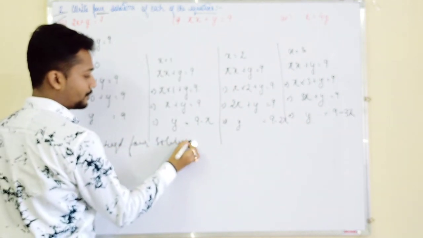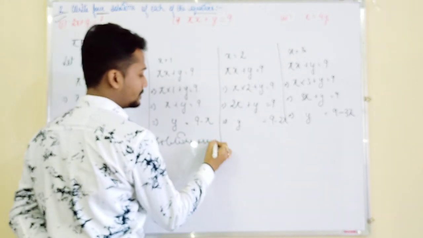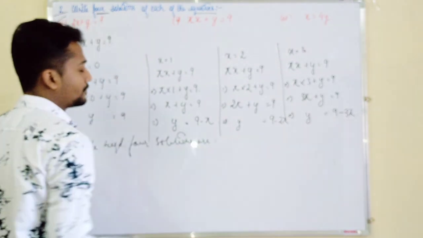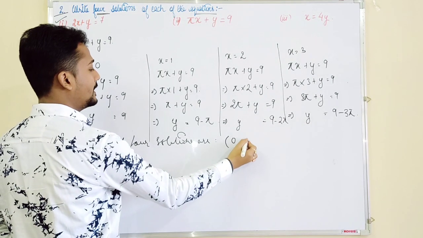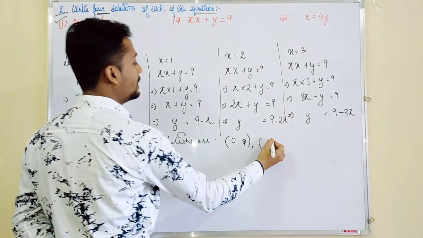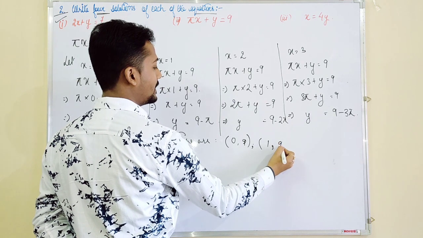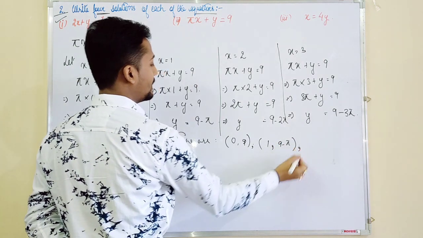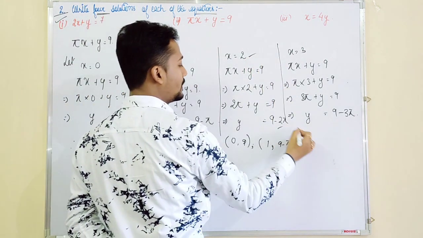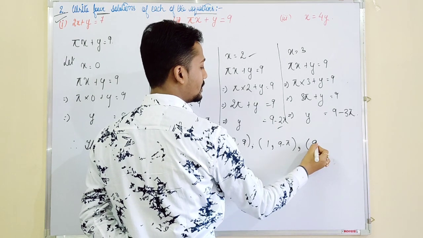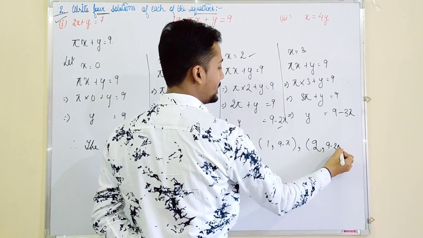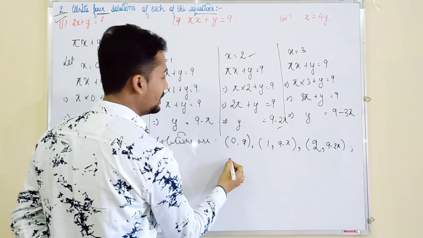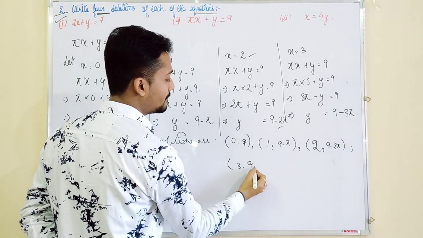Therefore, the required 4 solutions are 0, 9, then 1, 9 minus pi, then 2, 9 minus 2 pi, then 3, 9 minus 3 pi.